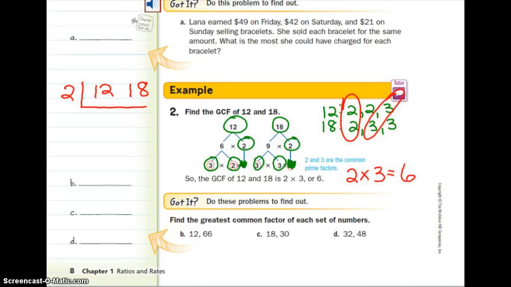Okay, that was the bell. So 2 goes into 12 6 times. 2 goes into 18 9 times.